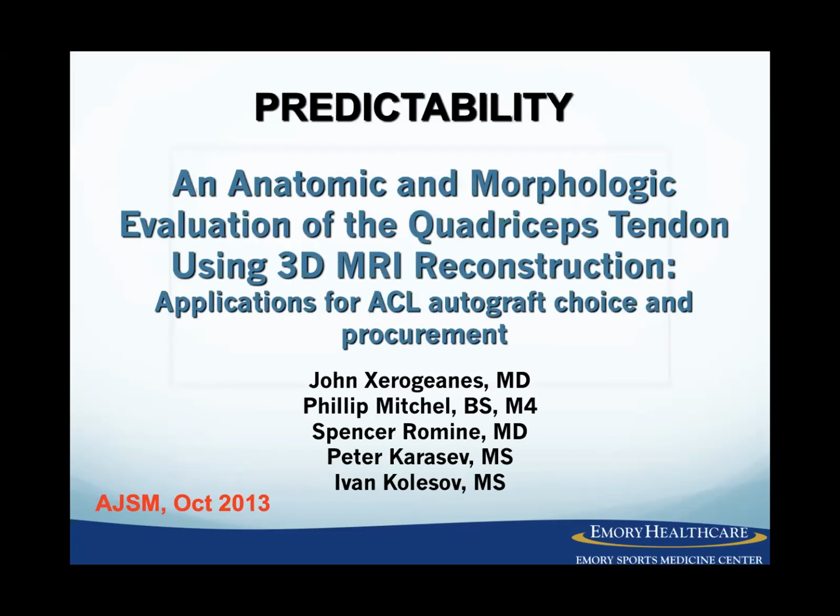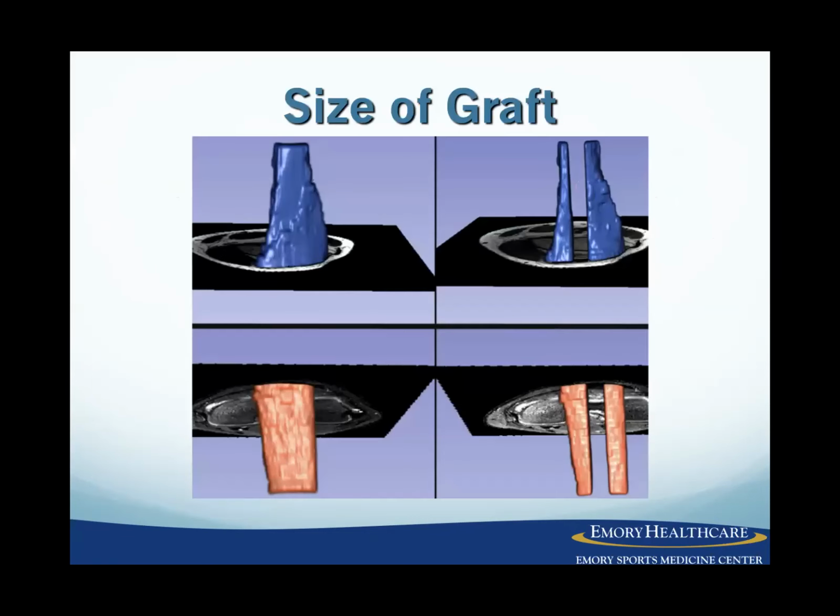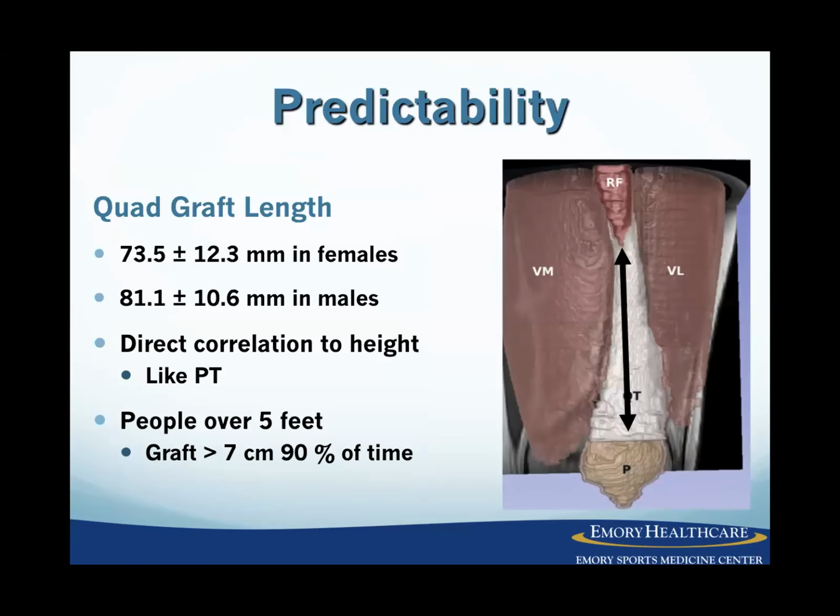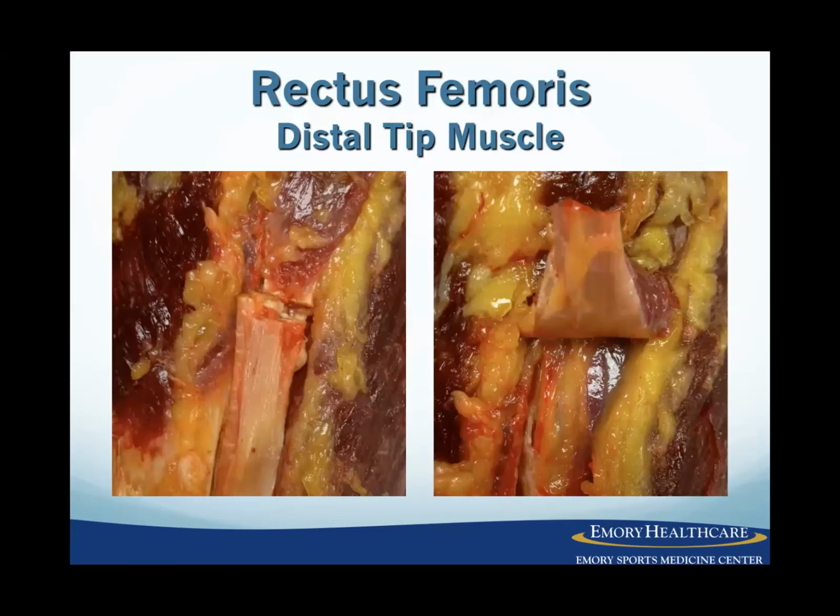Predictability. And this is a cool study we did in our lab at Georgia Tech where we used 3D MRI technology. We published this in AJSM in 2013, one of my most cited publications. These are 3D MRI views of the quad tendon, and you see the nice 3D reconstruction here. And what we found out is we figured out the length, the average width, and the thickness of the tendon. We can always get a 7 centimeter tendon on anyone over 5 feet, measured from the tip of the muscle on the left side to the patella.